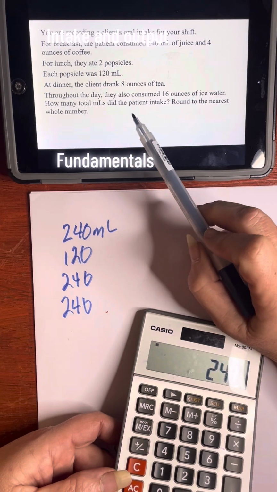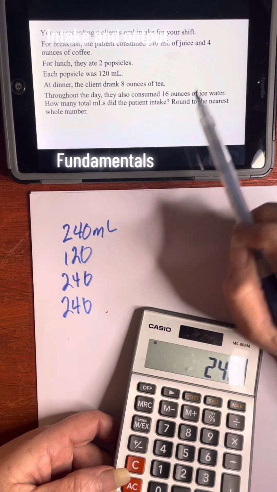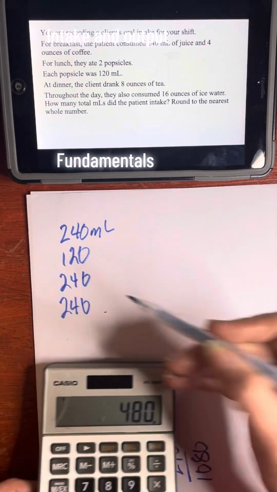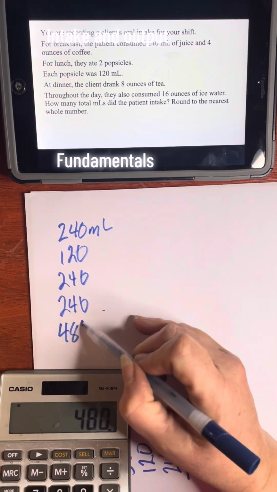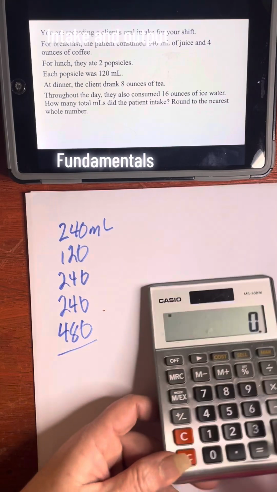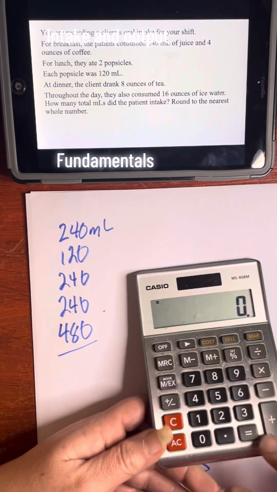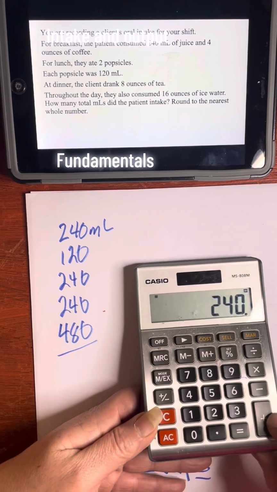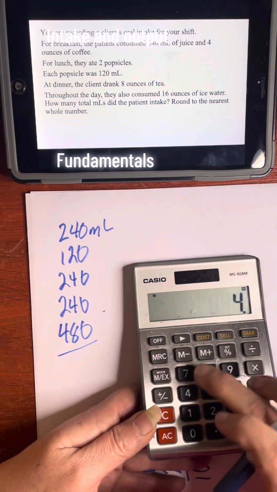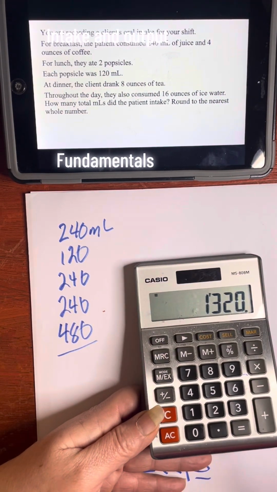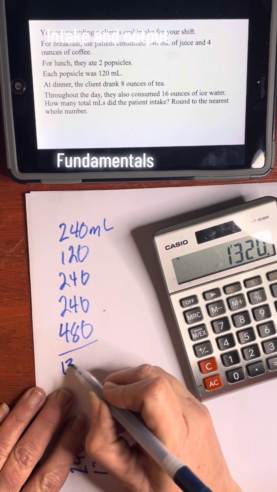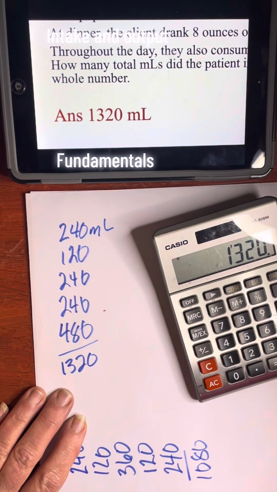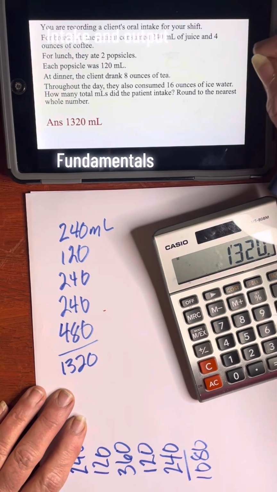And then they consumed 16 ounces of water. 16 times 30. Seemed like it'd be more than 480, don't it? It's not. Okay, and then we're going to add it all up. 240 plus 120 plus 240 plus 240 plus 480 equals 1320. We just did it again.